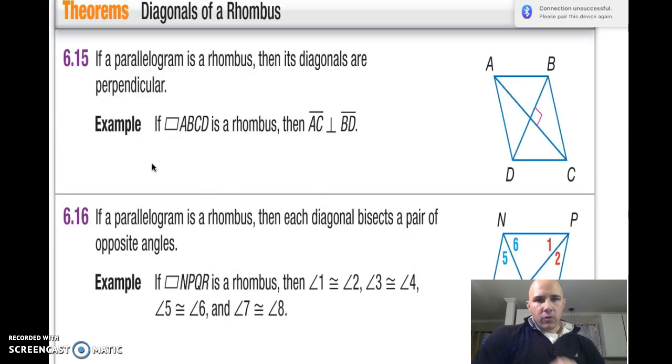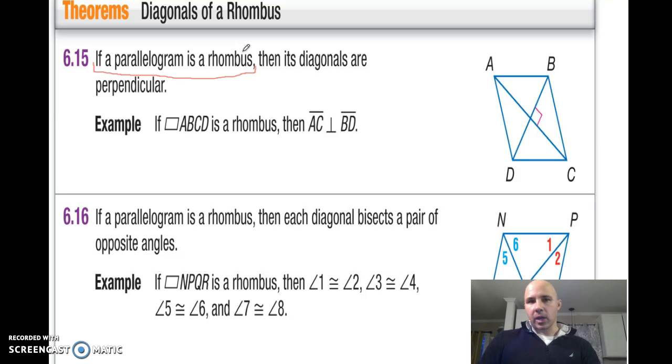First theorem for diagonals of a rhombus, we want to state this really clearly. If a parallelogram is a rhombus, now you need to know some of the basic terminology for a rhombus. One, a rhombus has all equal sides. So you have to take that into consideration. If a parallelogram is a rhombus, then the diagonals are perpendicular, meaning when you do a diagonal from A to C and B to D, the angle here has to be 90 degrees. If you have any questions with this first theorem, let me know, please.